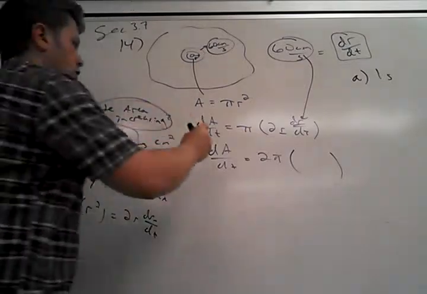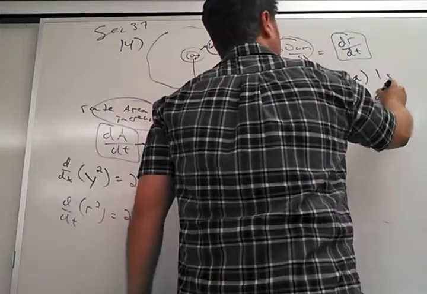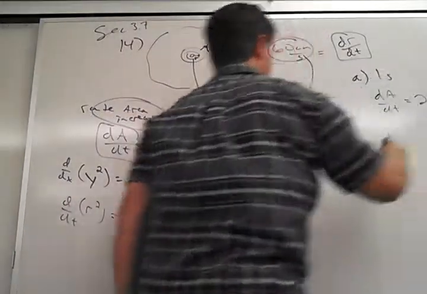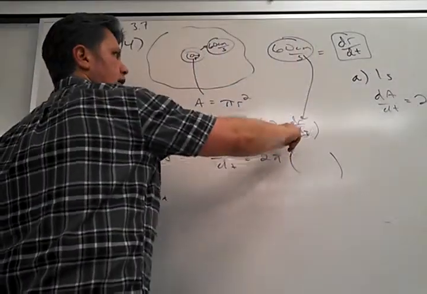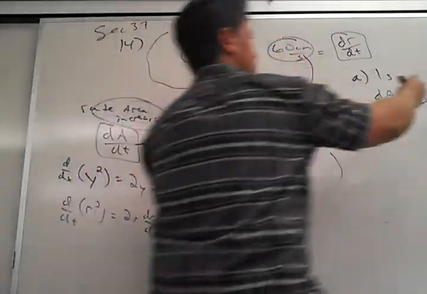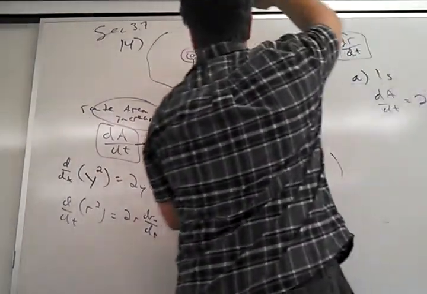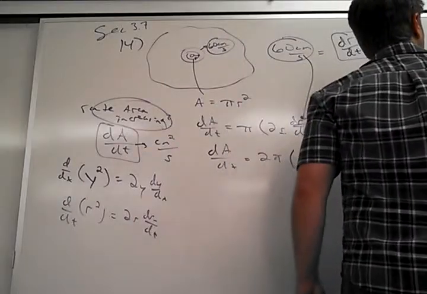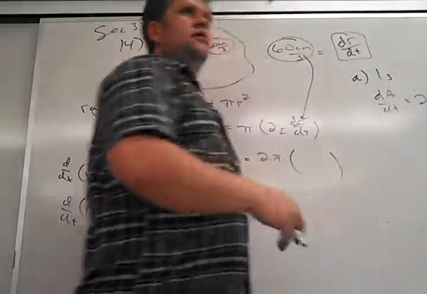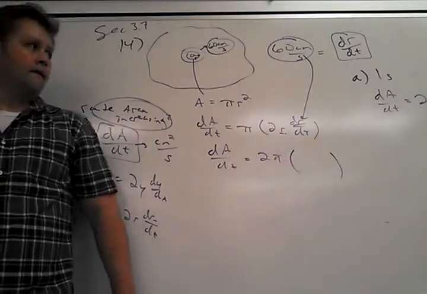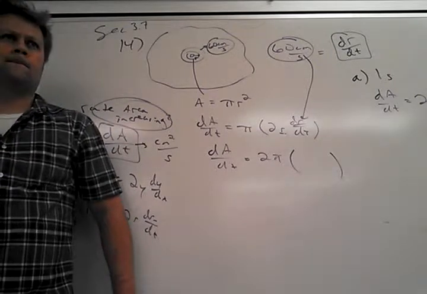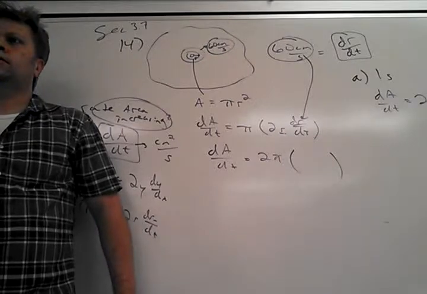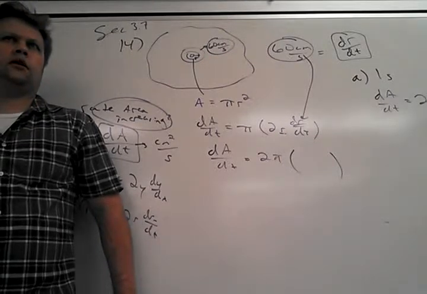So for part A, I would have dA/dt equals 2 pi. Later, r is 60 because it's been 1 second, 60 centimeters. And dr/dt is always this. Well, I don't need to put all the units there. So 60, 60. You guys got it with me?